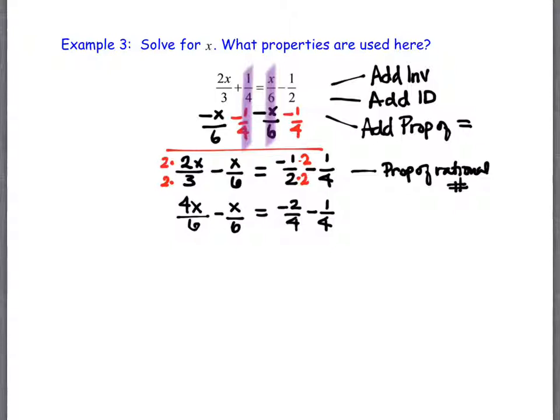What does this combine to on the left? 3x over 6. And on the right? Negative 3 over 4. Fantastic.